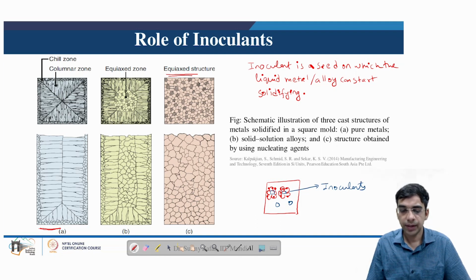Now this is favorable at room temperature, so many times the inoculants are deliberately added and they provide these seeding locations on which the surrounding liquid metal solidifies and we develop the equiaxed structure. So equiaxed is basically a fine grained structure, and sometimes the inoculants are also known as nucleating agents. Nucleating means they nucleate the sites of solidification for the liquid metal.